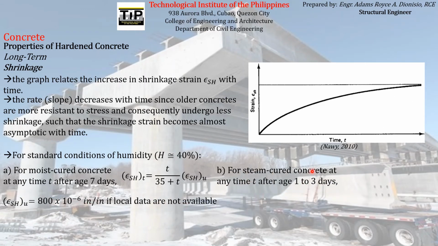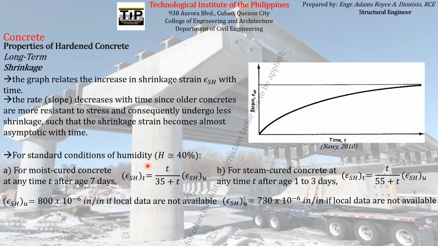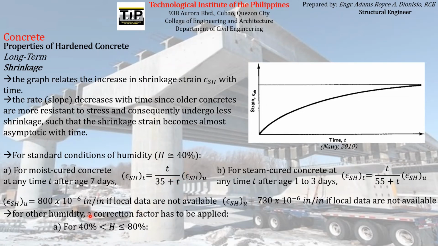For steam cured concrete, you can use this formula, almost similar to this. We just change the 35 to 55, and you can use this ultimate shrinkage strain with this value if local data are not available. Let me repeat, these formulas are just for standard conditions of humidity, which is 40% humidity. For other humidity, there must be a correction factor applied to the magnitude of the shrinkage strain. So what are those correction factors?